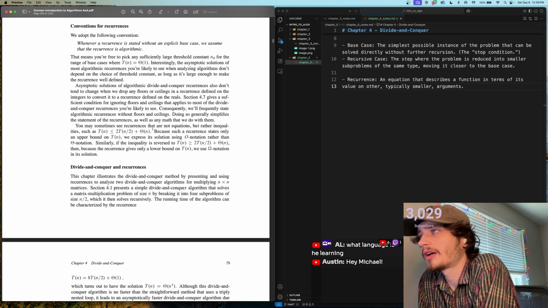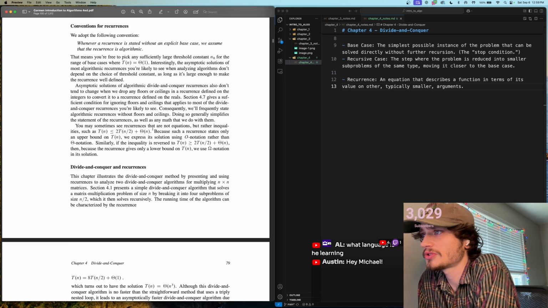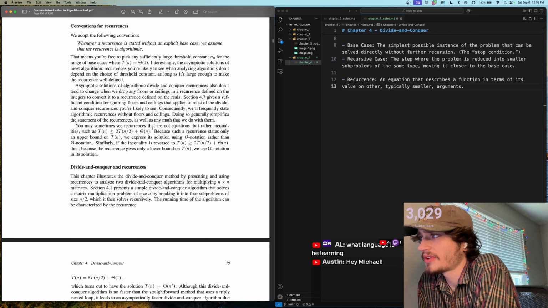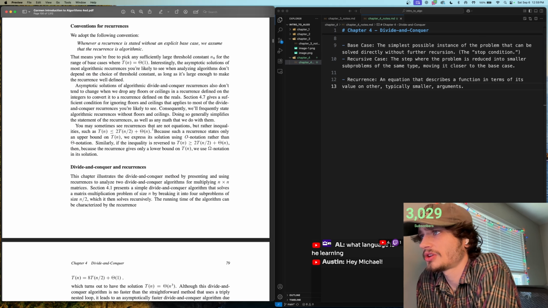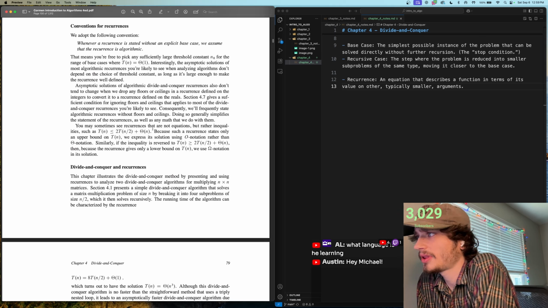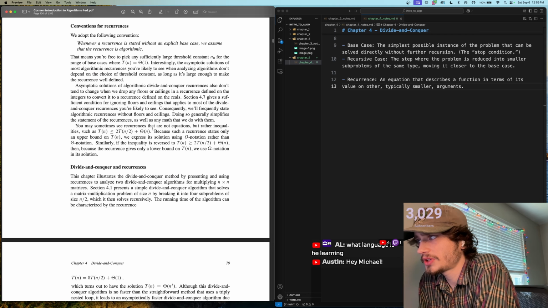Asymptotic solutions of algorithmic divide-and-conquer recurrences also don't tend to change when we drop any floors or ceilings in a recurrence defined on the integers to convert it to a recurrence defined on the reals. Section 4.7 gives a sufficient condition for ignoring floors and ceilings that applies to most of the divide-and-conquer recurrences you're likely to see. Consequently, we'll frequently state algorithmic recurrences without floors and ceilings. Doing so generally simplifies the statement of the recurrences as well as any math that we do with them.